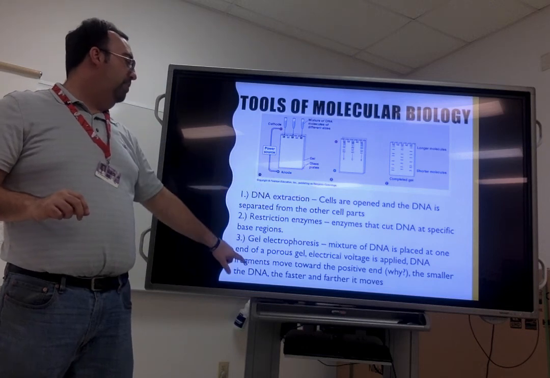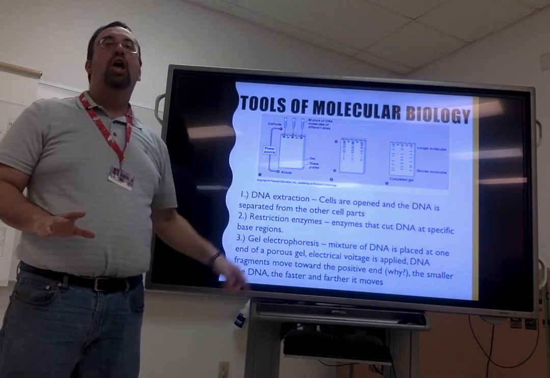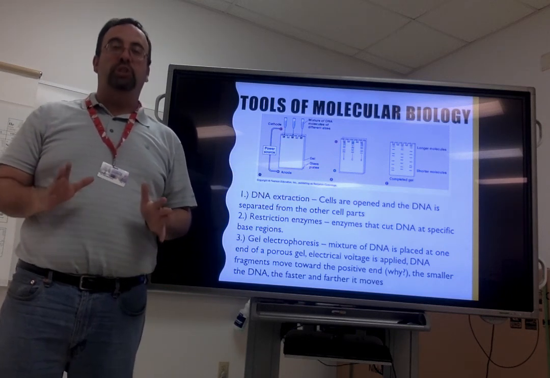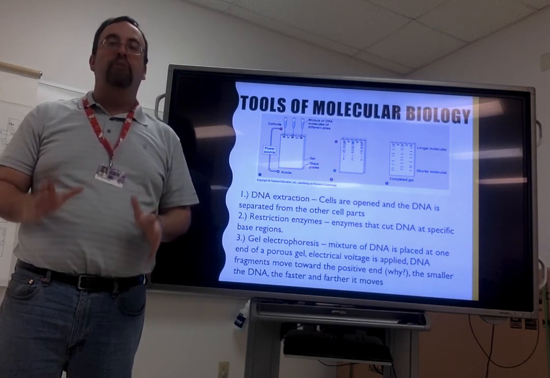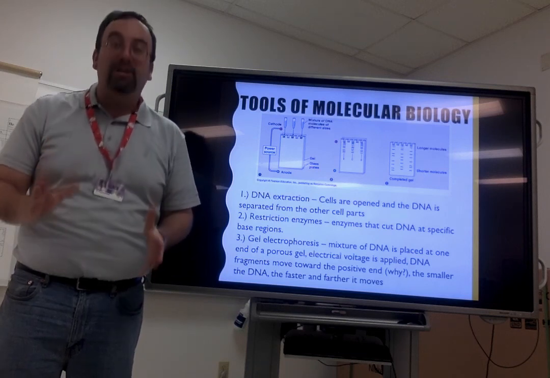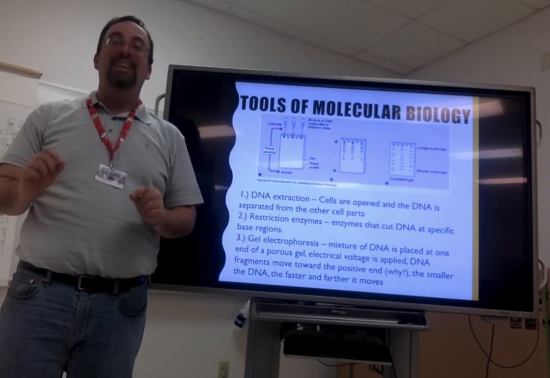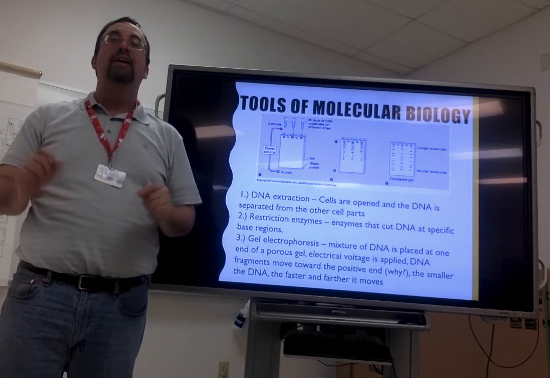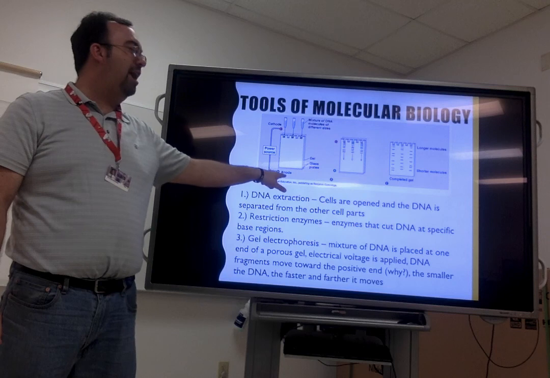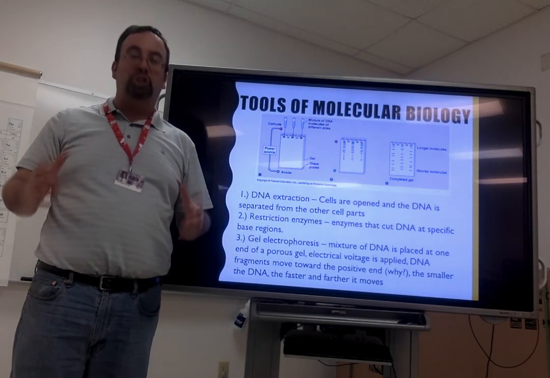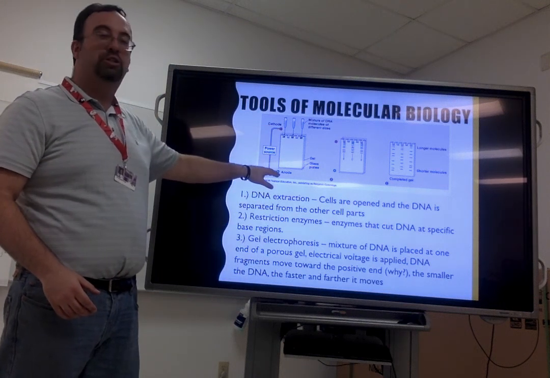Notice that the fragments are going to go from the negative end to the positive end. The reason for that, if you remember the structure of DNA, if we look at the backbone of DNA, remember it's made up of sugars and phosphate groups. And remember, the phosphate groups are negatively charged. The negatively charged phosphate groups in the DNA will naturally be attracted to the positive anode, because remember that opposite charges attract.